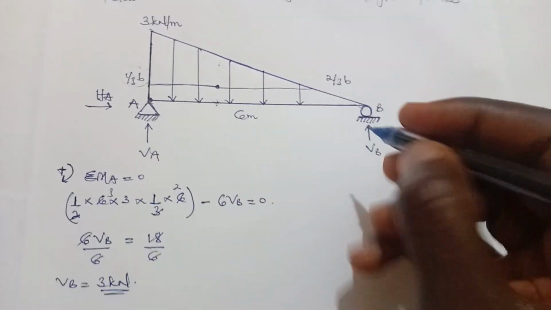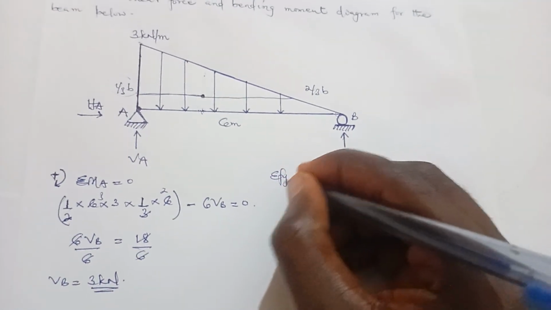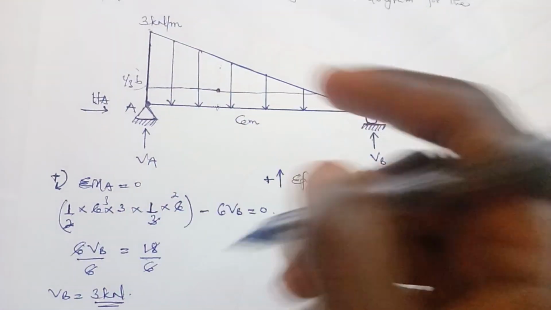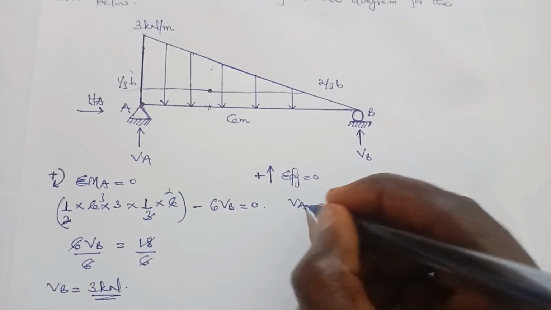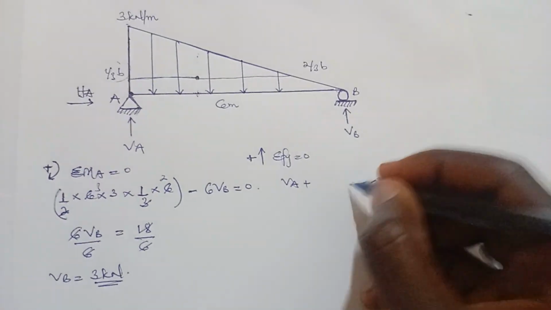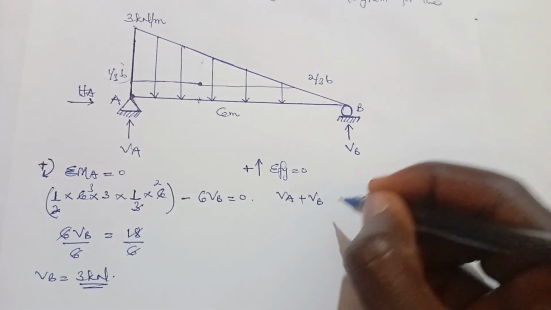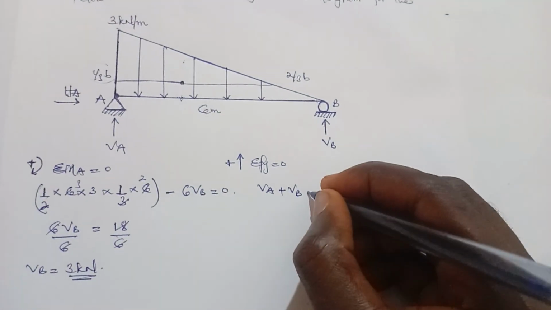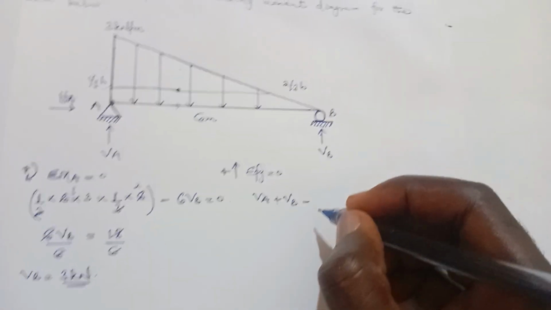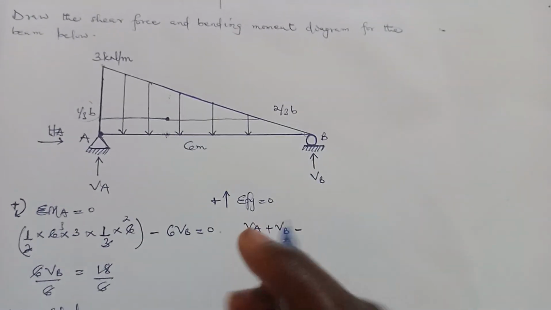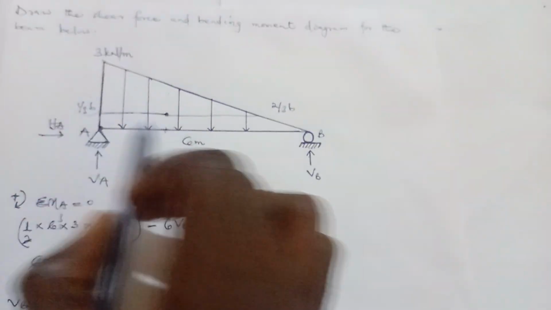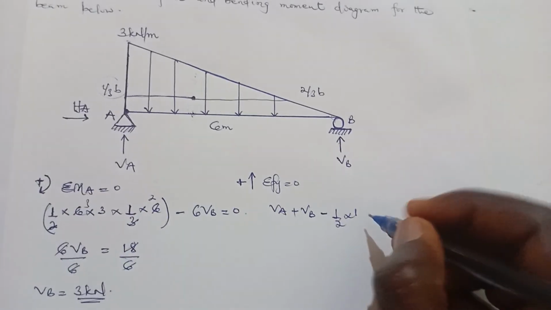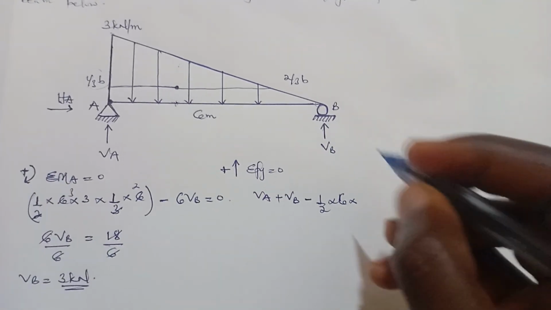Now let's find VA. To find VA, we need to sum vertical forces. And let's take upward forces to be positive. VA is moving up, so it's going to be VA plus VB, which is also moving up. The whole triangular load is moving down, so it's going to be minus. And to find the force, it means find the area of the triangle. And this is going to give us half of the base, which is 6, times the height, which is 3.